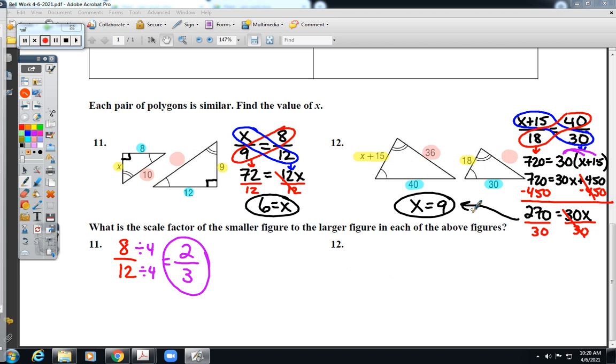And then the scale factor of the smaller figure to the larger figure. We need one set of sides. Let's just use 30 and 40. Which number's bigger, 30 or 40? 40. So that goes on the bottom. So the scale factor would be 30 over 40, but reduced. What can I do to reduce that? Both divisible by what? Good, by 10. That gives us a scale factor of 3/4. And that is how we do this stuff.